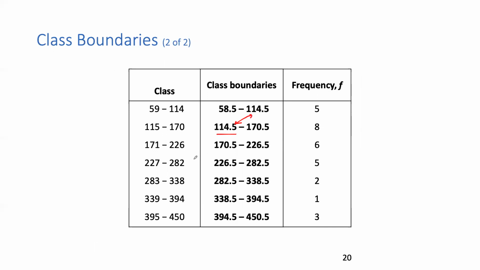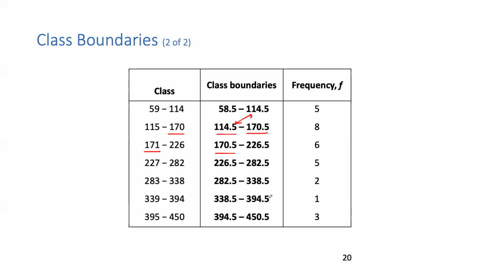Similarly, that's what I do for the rest. The second class ends at 170 and the third class begins at 171. I want these two to touch, which means that I move this up to 170.5, and then I move the lower limit of the subsequent class down by 0.5. So this will begin at 170.5 and everything else stays the same.